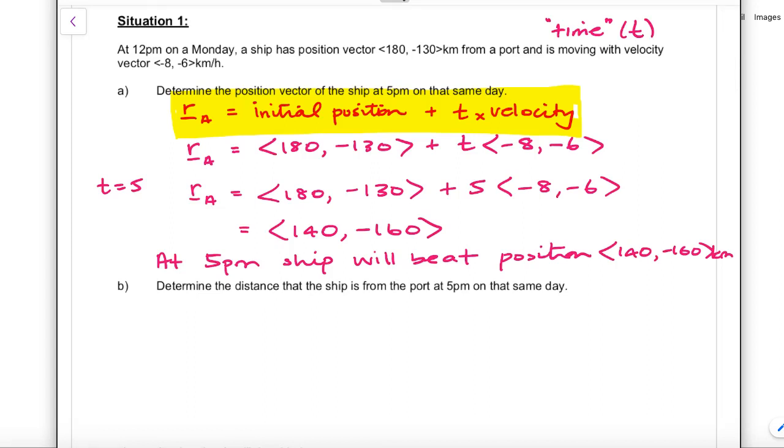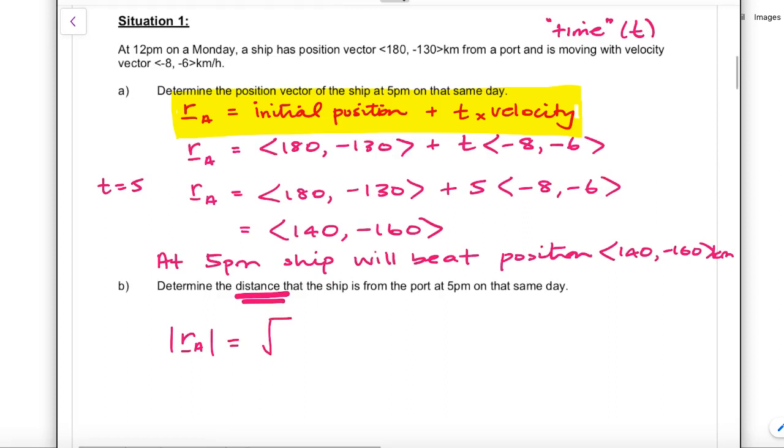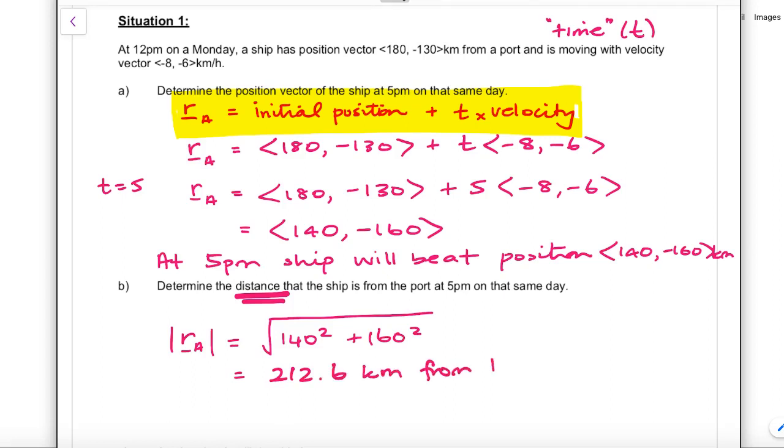Now that we've got that displacement from that origin or that port, we can determine the distance the ship is from the port at 5 p.m. So this is where we want to find the magnitude. And we can simply do that because we've got a position vector with i and j components. We can use Pythagoras because we've got that right angle triangle. And we can work out that it's 212.6 kilometers from the port at 5 p.m.